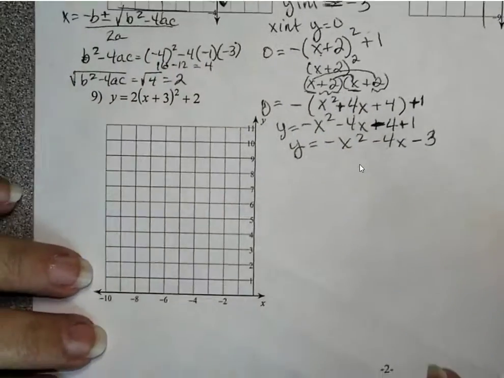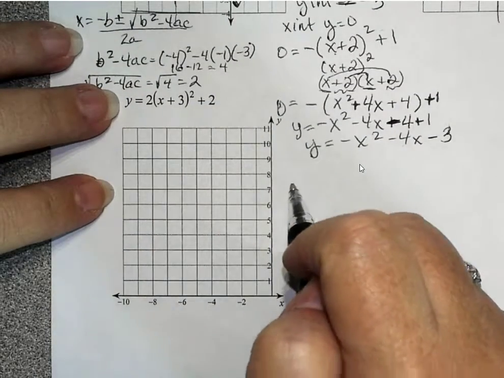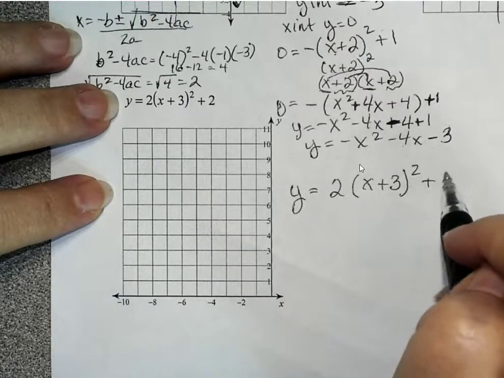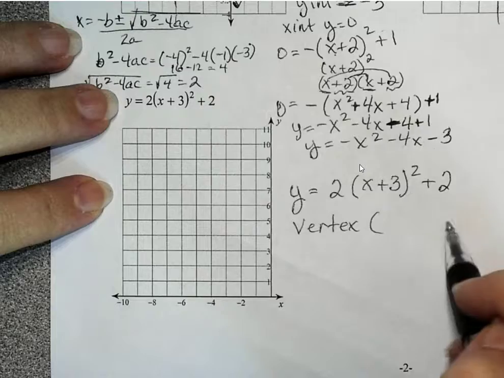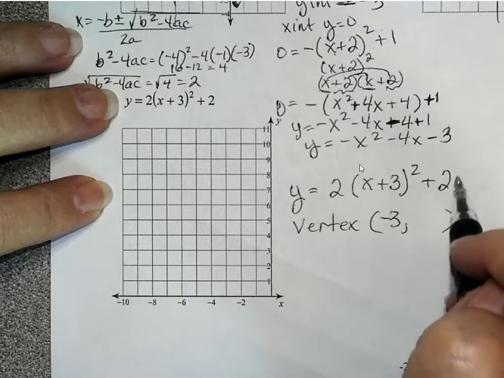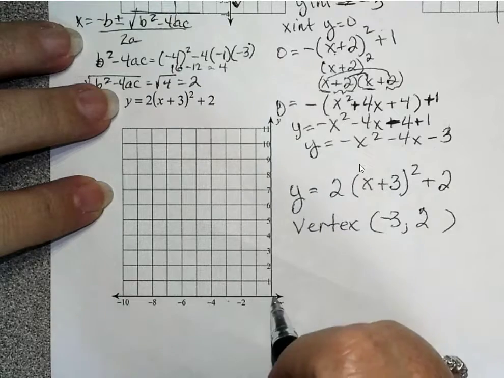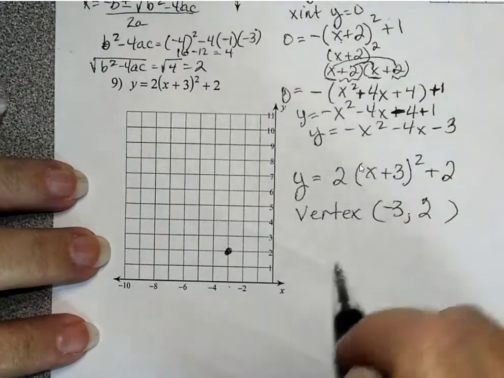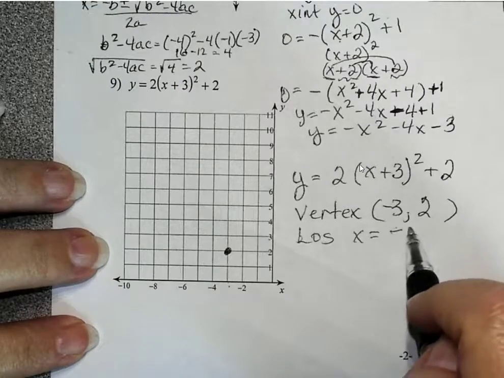Alrighty, last one. Whoa, so much junk written I can't even see where the problem is. Y equals 2 times the quantity x plus 3 squared plus 2. Okay, so my vertex is going to be at the opposite of this and the face value of this. So my vertex is at negative 3, comma 2. Okay, and my line of symmetry is at x equals negative 3.